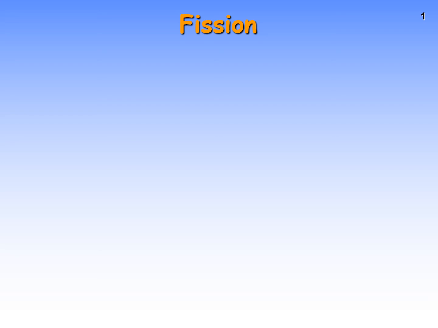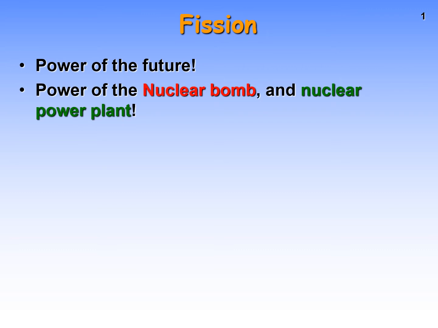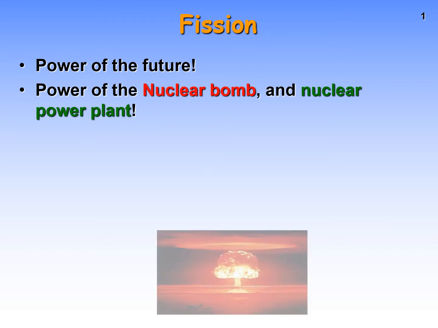Hello, Chem 1B. This is Chapter 20, Lecture Video 7, and we're going to be talking about fission, which, if you grew up in like the 1940s and 50s, you would have seen propaganda posters saying, like, the power of the future. This is basically what nuclear power is currently based on.